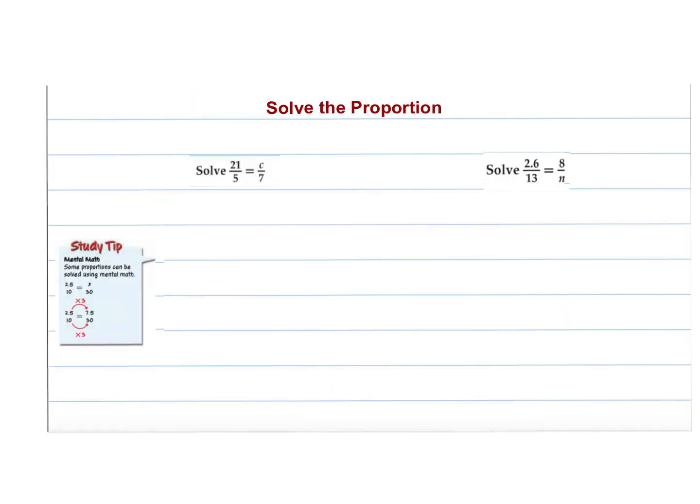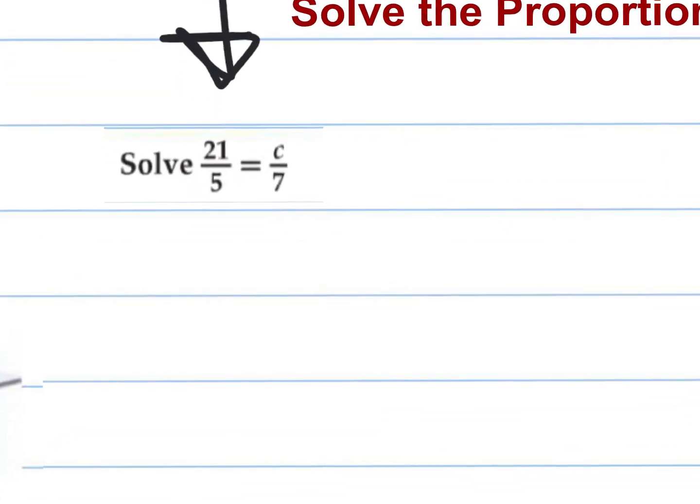So now we come to two proportions that we are told are equal. So let's look at this. 21 to 5, that's one ratio, is the same as C to 7. So we have two proportions. We're told they're equal. We have to figure out what is the missing variable. So remember that, I'm going to zoom in here.